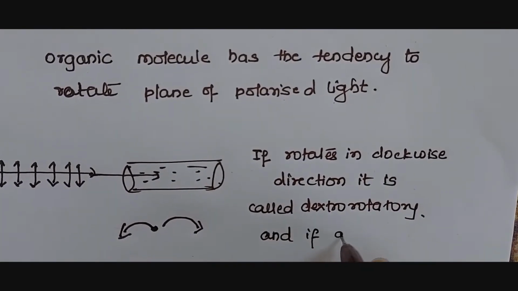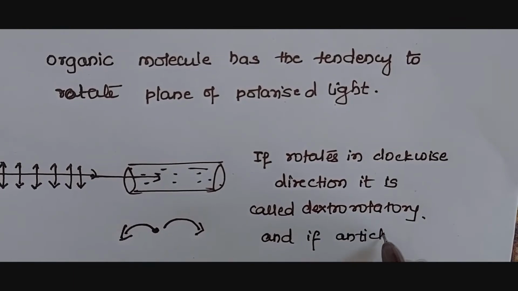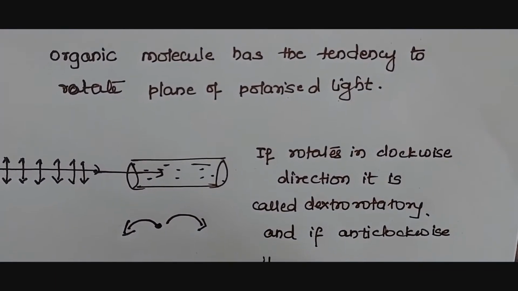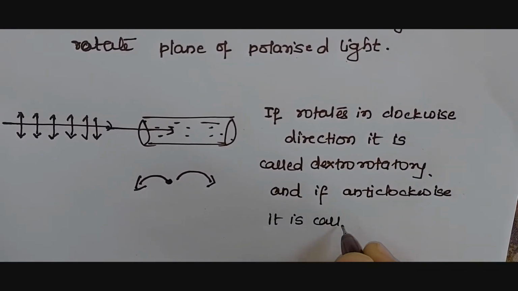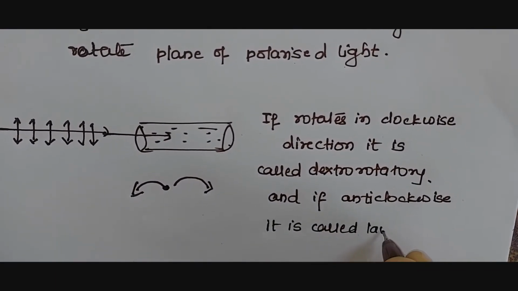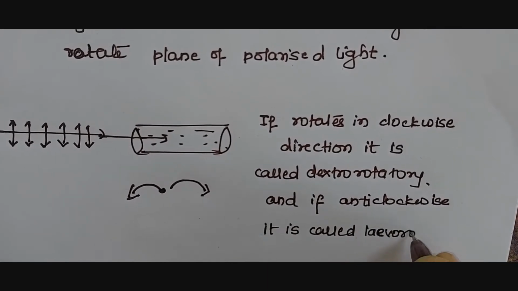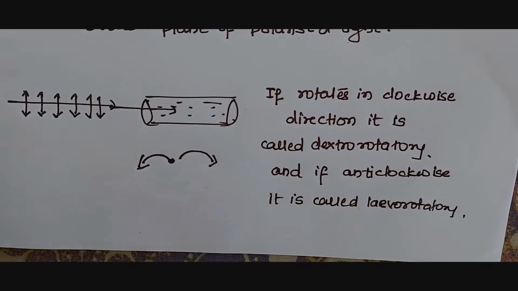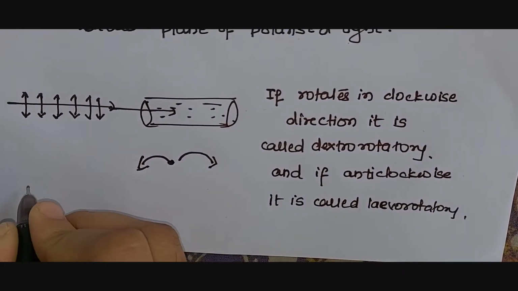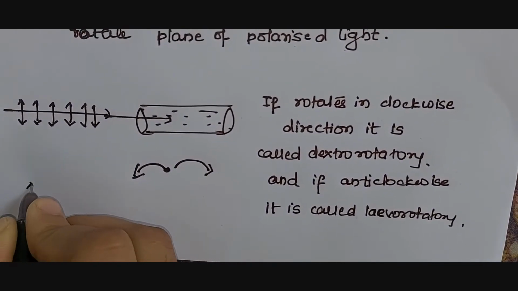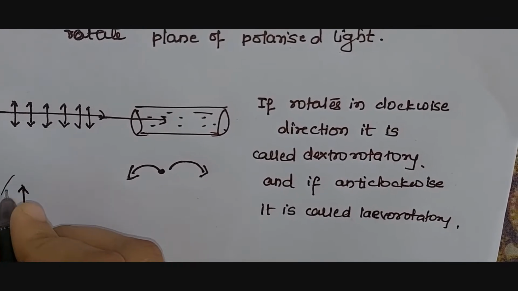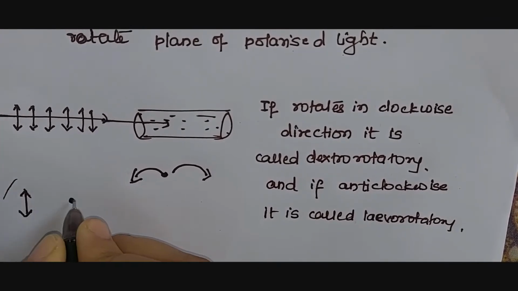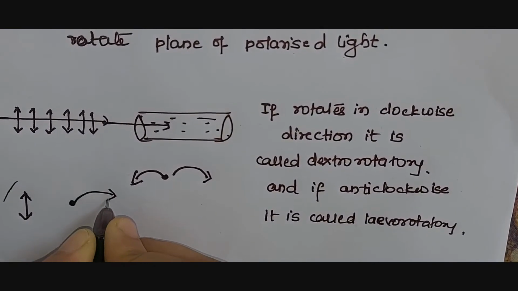And if it rotates in anti-clockwise direction, we call it a levorotatory compound. So remember, organic compounds are classified into two types, dextro and levorotatory compounds. So let us consider why we say it as dextro. We have plane polarized light in the same direction. Through the analyzer, if you observe that there is a rotation in the light, in which direction?